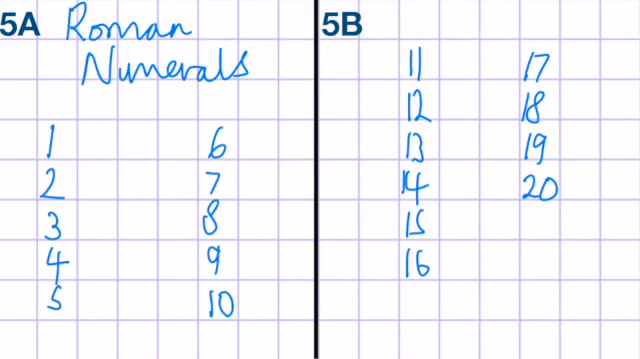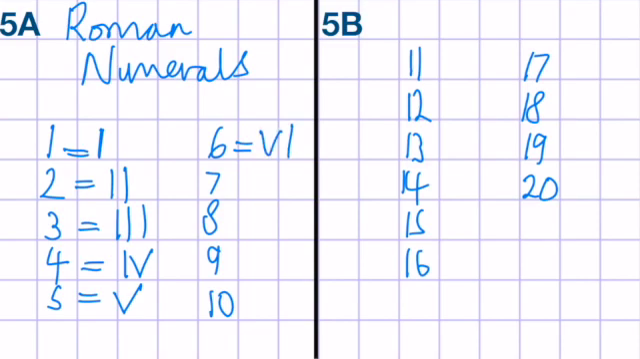5A and 5B, we have the Roman numerals from 1 to 20. I suggest people do both sides, or just 5A if you only know them up to 10. Pause the video and then I'll go through the answers. Okay, so 1 is I, 2 is II, 3 is III. Let's skip to 5. 5 is V. 4 is IV, which is 5 subtract 1, which is 4.